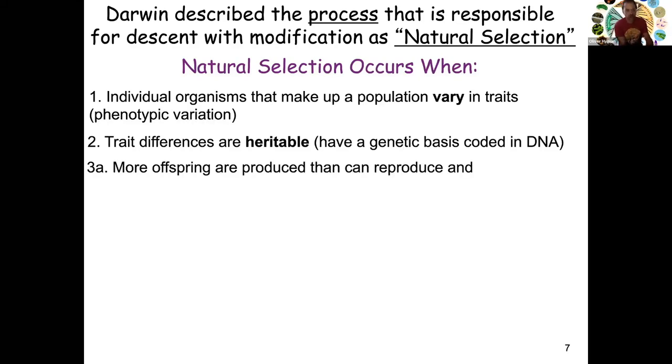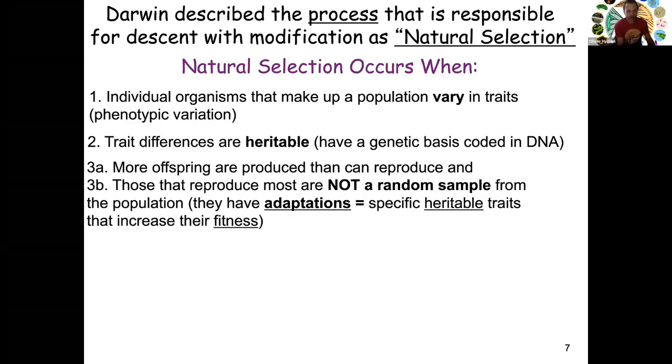So there has to be a genetic basis for a trait so that it can be passed on from one generation to the next. And the third thing is sort of two-part, or there are two parts to the third requirement for natural selection. Number one, more offspring need to be produced than can reproduce in subsequent generations. And the second part of this is that those that do end up reproducing are not a random sample from the population, but in fact they have adaptations.